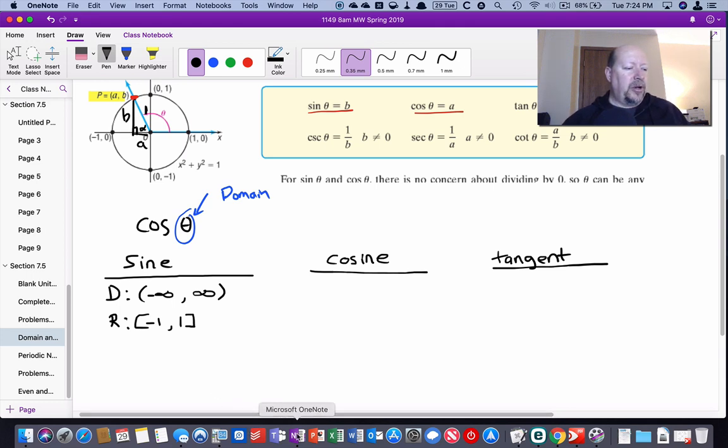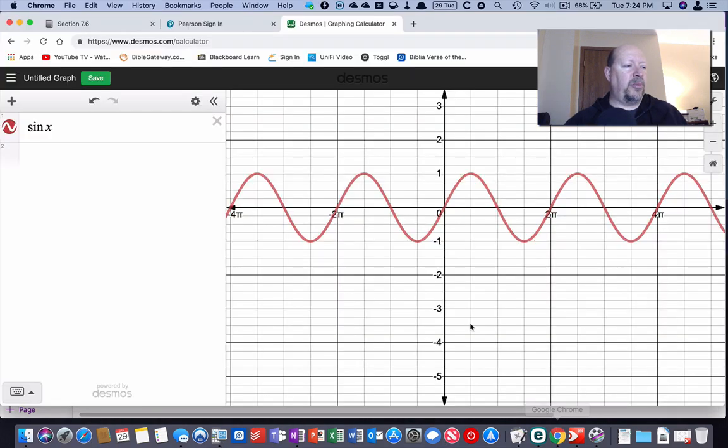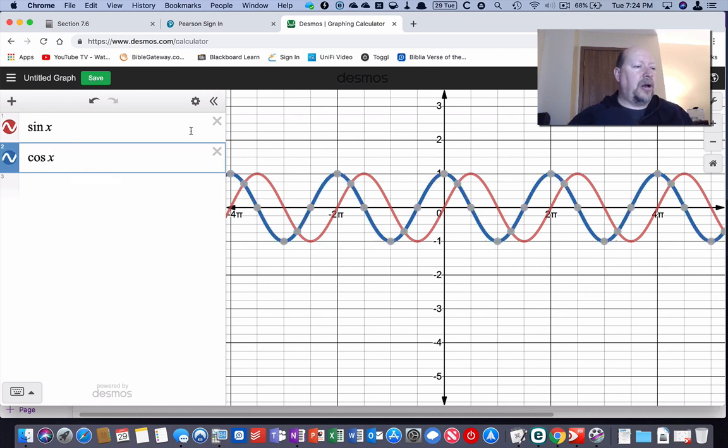Now we're going to do a lot with the graphs here in the coming weeks, but I just want to use the graph to help us look at the domain and range. Let's also put in here the cosine function, and I'm putting both graphs on the same grid here, and you can see they're very similar. It's just that the cosine is shifted a little bit from the sine.